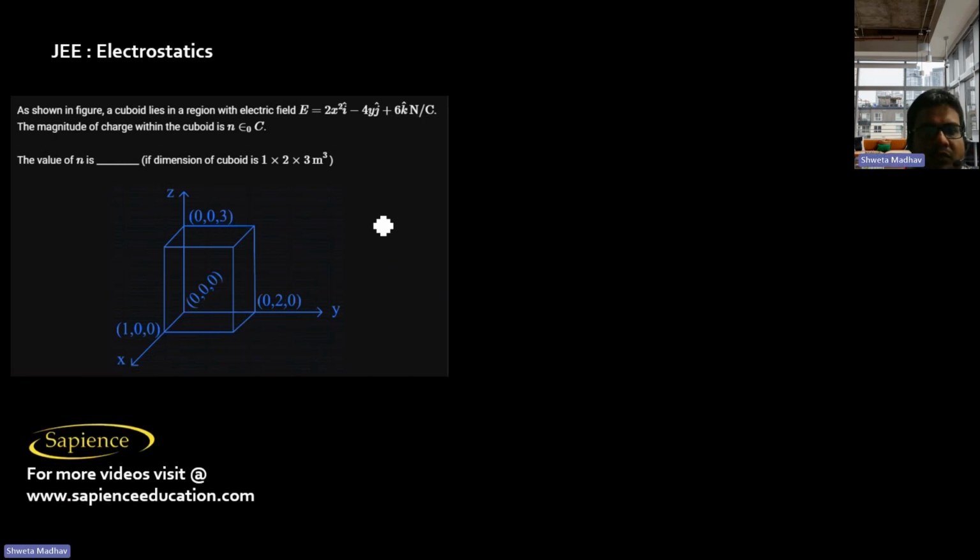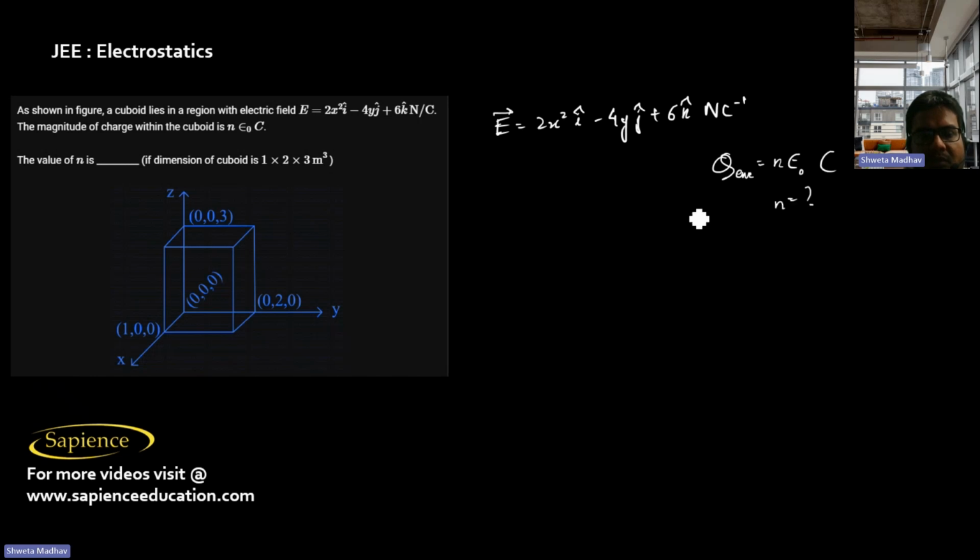Now here it is told, as shown in the figure, a cuboid lies in a region with electric field E equals 2x square i cap minus 4y j cap plus 6 k cap Newton per coulomb. The magnitude of the charge within the cuboid, that is Q enclosed, is equal to n epsilon naught coulomb. Then what will n be? The dimension of the cuboid is 1 into 2 into 3 meter cube.